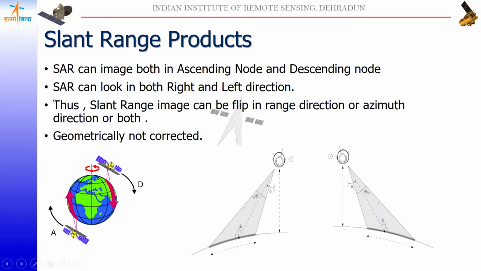So SAR can image in both ascending and descending node, and SAR can look in both the right and left direction. Most SARs have the capability to look in either the left or the right direction. So the slant range image can be flipped in either the range or azimuth direction, or in both. It can be the x direction, the y direction, or both. The slant range products are not geometrically corrected, so we have to do some geometrical correction on the slant range product.